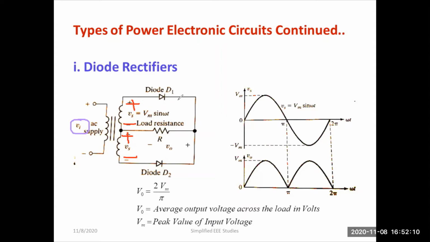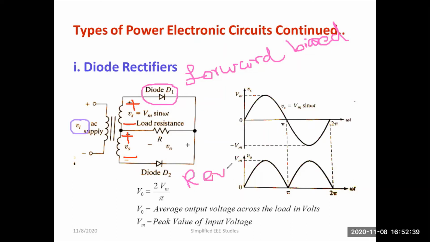Tell me whether diode D1 will operate. Yes, obviously diode D1 will conduct. Why? Because whenever current is flowing from positive to negative, diode D1 becomes forward biased. This is obviously a forward biased condition. Therefore, diode D1 will operate. But if I talk about this diode D2, that becomes reverse biased. I can write it as reverse biased.